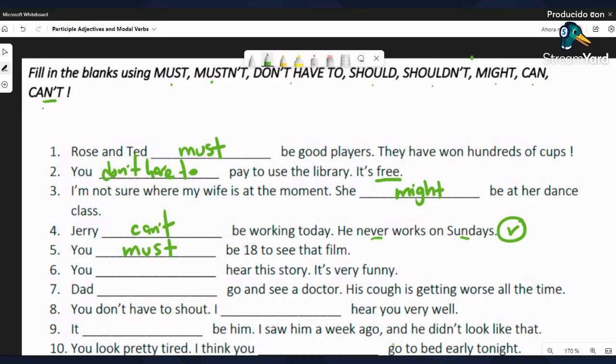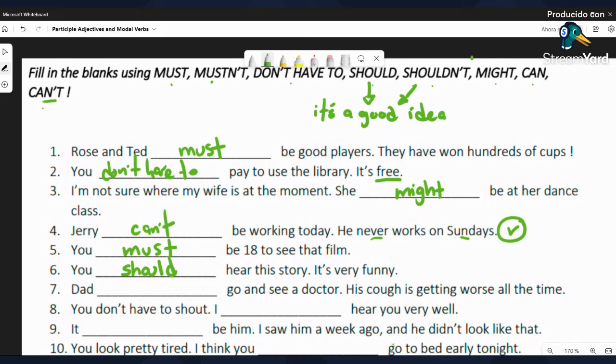Number six, you hear this story. It's very funny. Is it an obligation? Which one do you think it's better? Exactly. It's should. When you use should or shouldn't, you are expressing it's a good idea. It's not like an obligation itself, but it's a good idea to do it. Yes, or not to do it. That's why I'm using should.